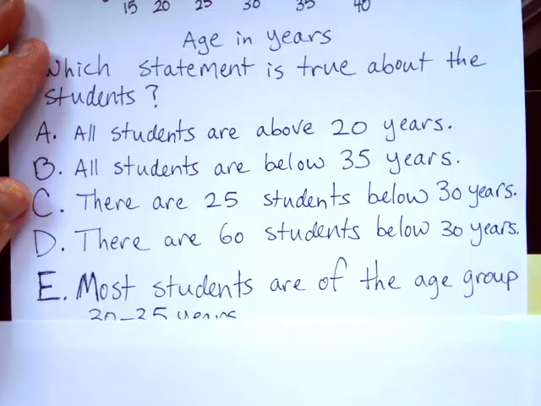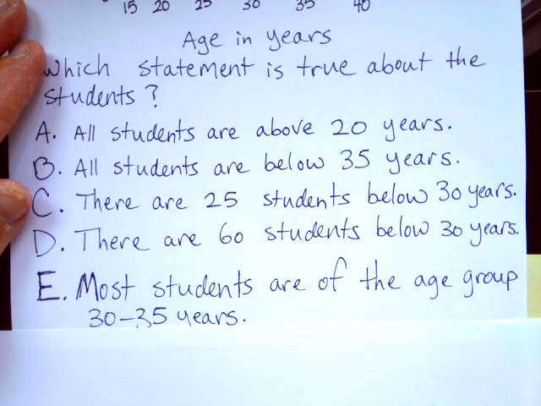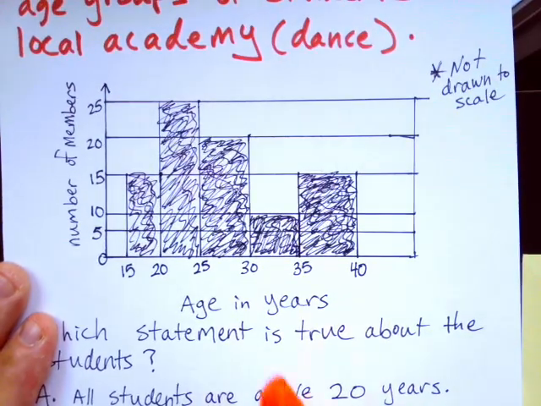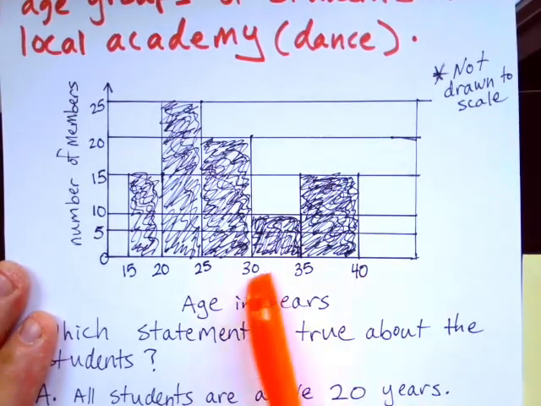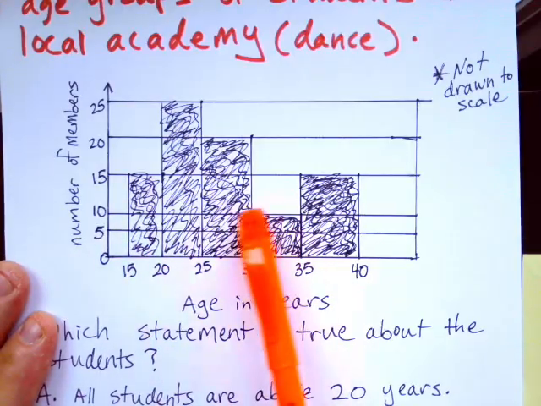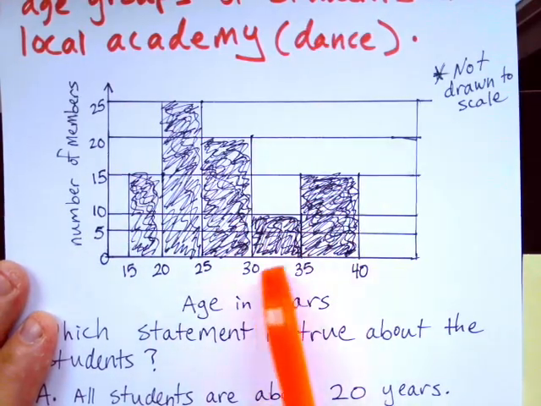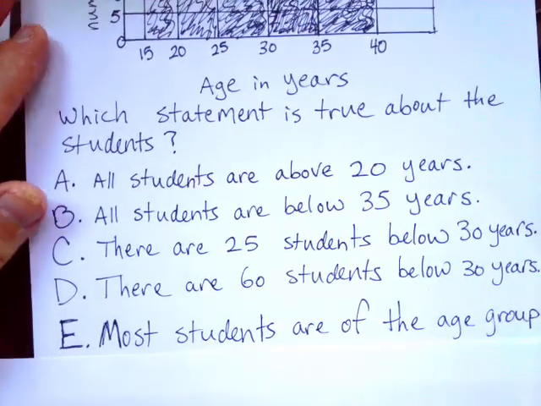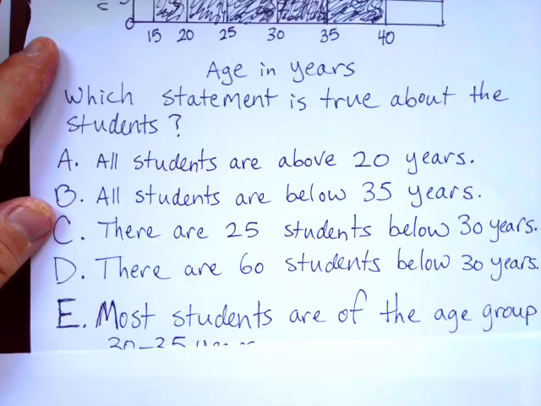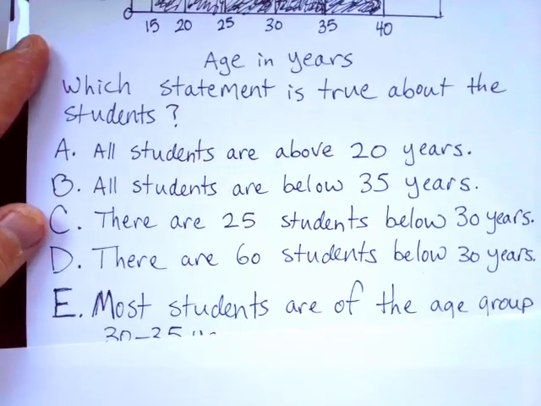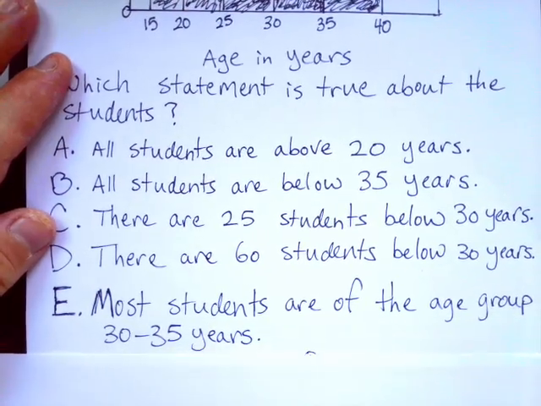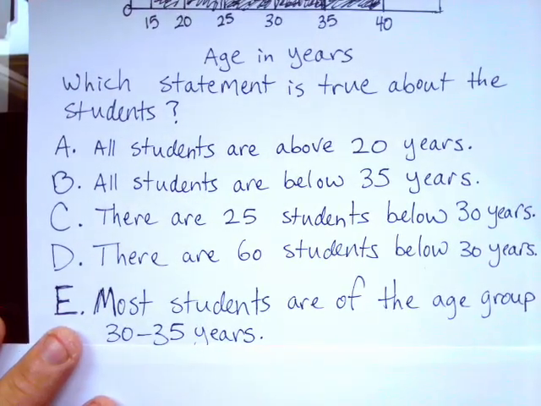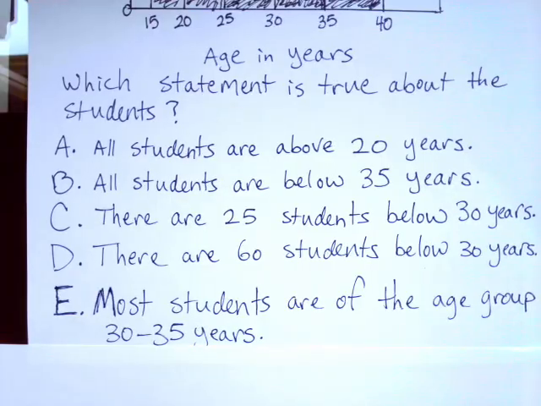Let's look at E. Most of the students are of the age group 30 to 35. And we know that's just not true. Between the ages of 30 to 35, we have 10 students. We know there are a lot more students than 10. So we can eliminate options A, B, and E. And now we need to determine which option is correct or most correct.